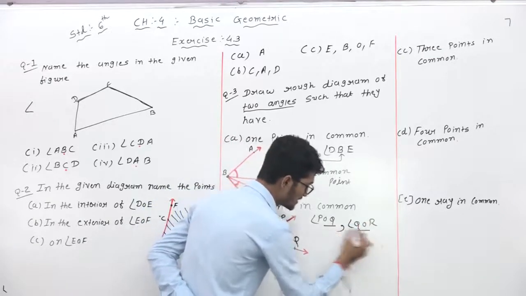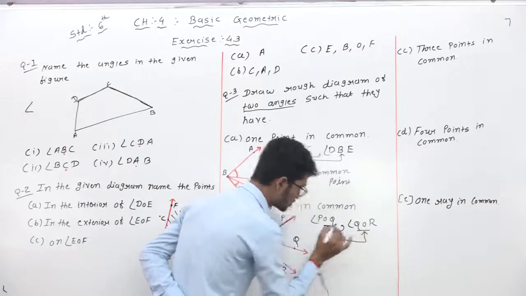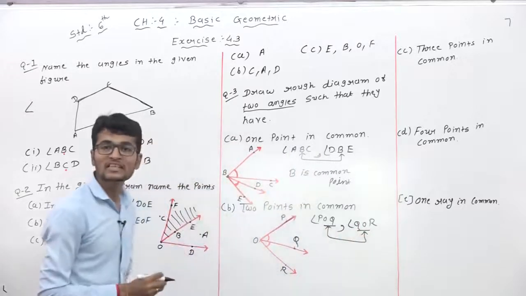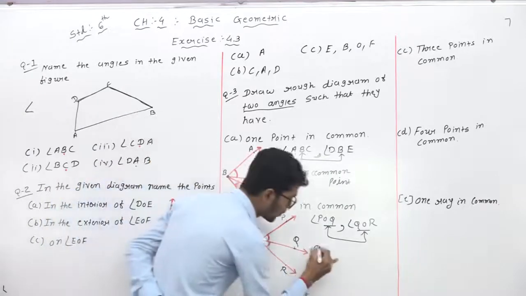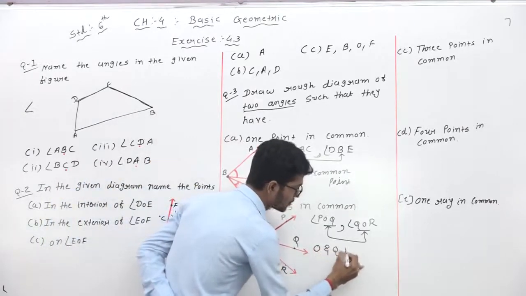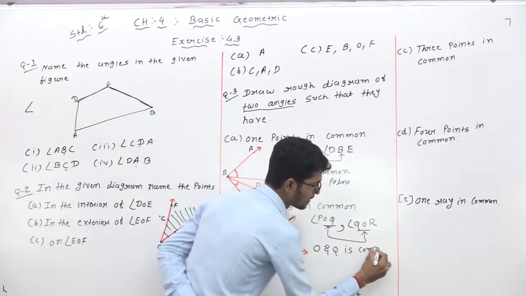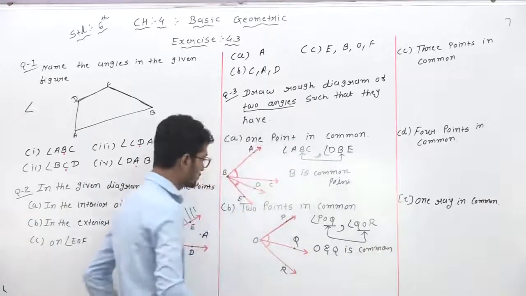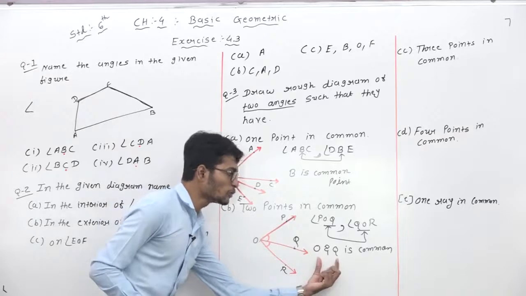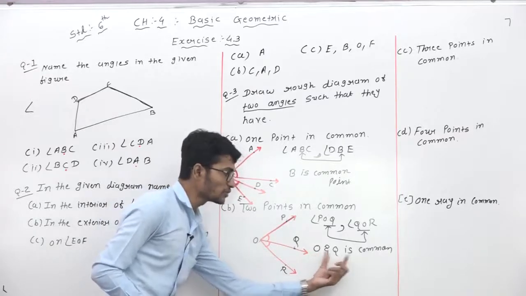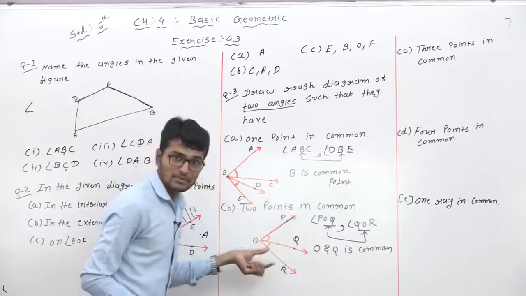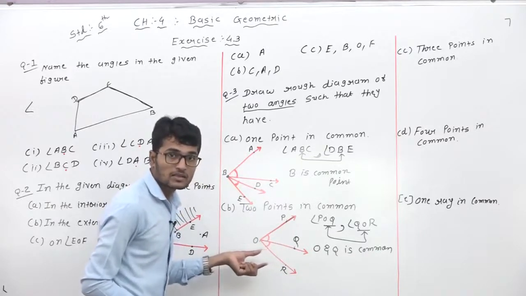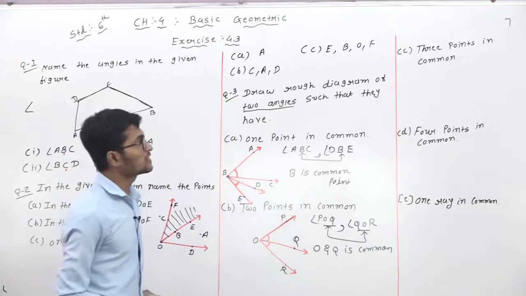So dear students, here is O and Q, O and Q. So these two points are common in these two angles. Clear? So write down O and Q is common. Two points are common, O and Q. So my second figure is of this type. Understand? Clear? Next, this is 3.